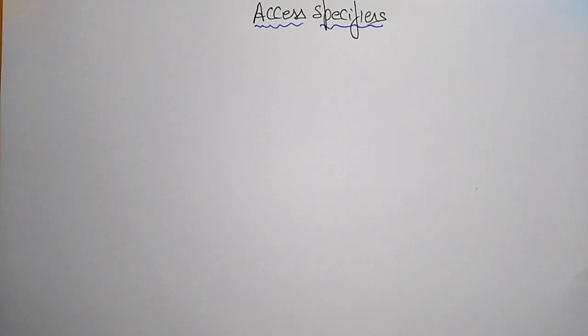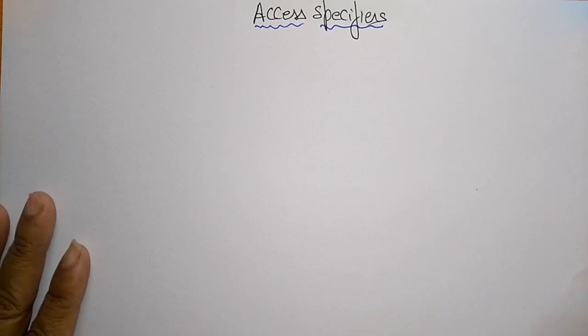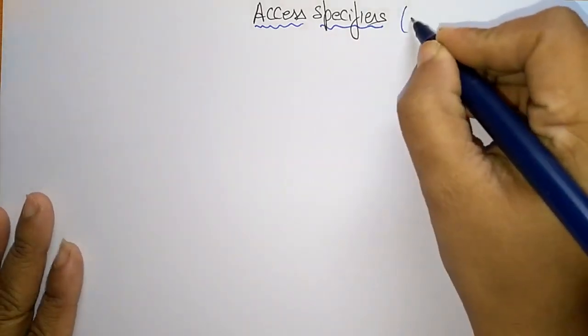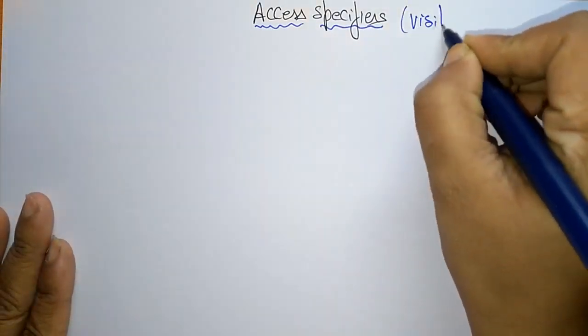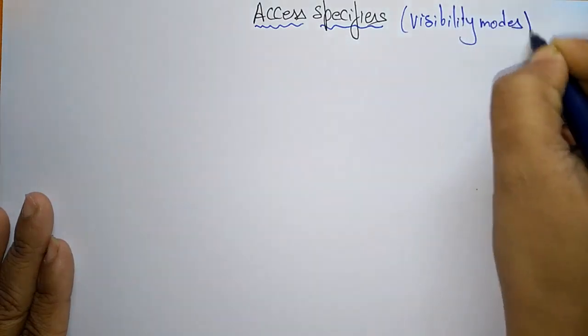Hi students, coming to the next topic in the subject object-oriented programming is access specifiers. Access specifier is one of the important topics while you're writing programs. Access specifiers are also called visibility, or visibility modes.